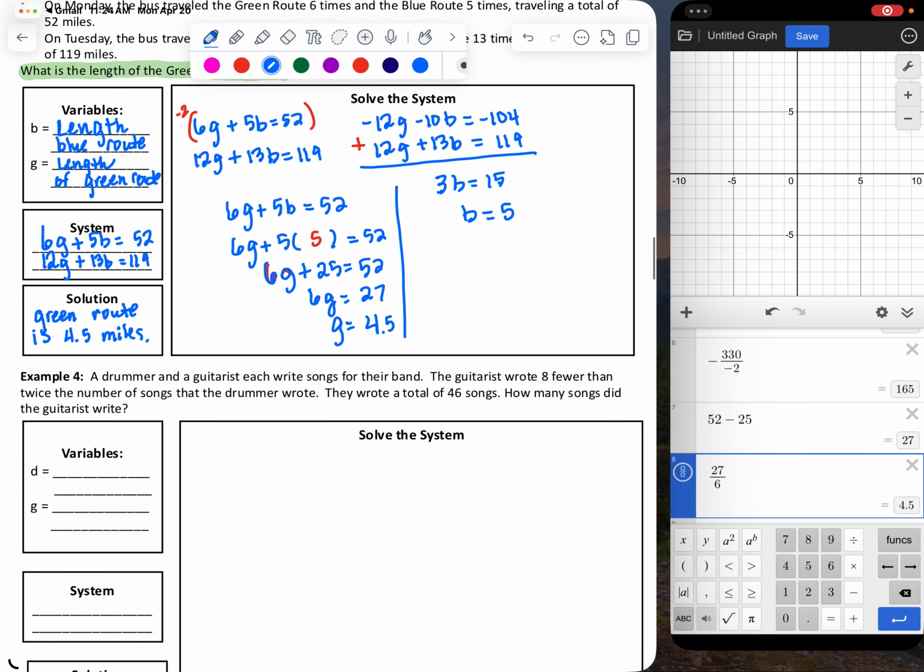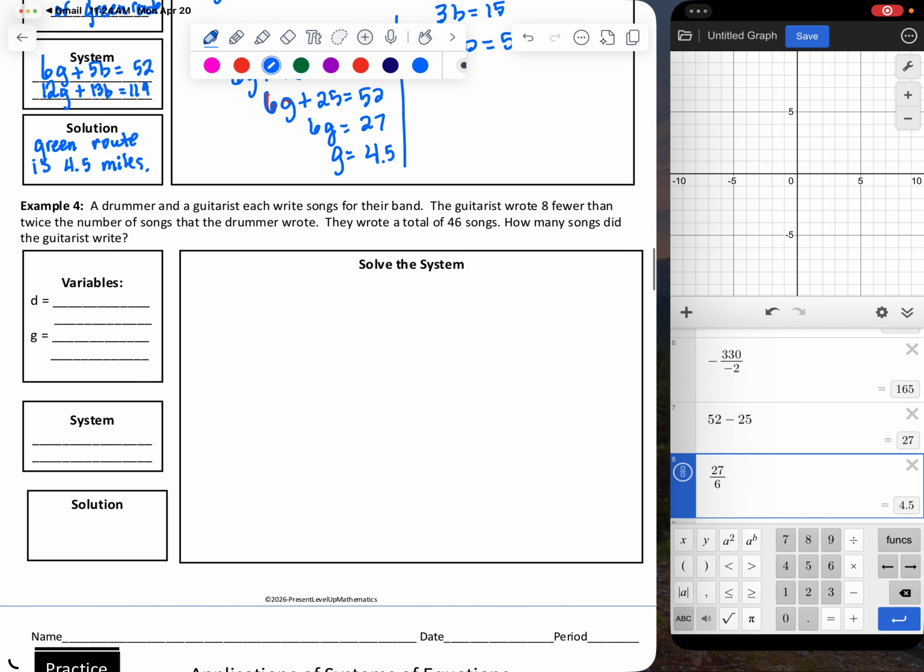All right, example 4. A drummer and a guitarist each write songs for their band. The guitarist wrote 8 fewer than twice the number of songs that the drummer wrote. They wrote a total of 46 songs. How many songs did the guitarist write?